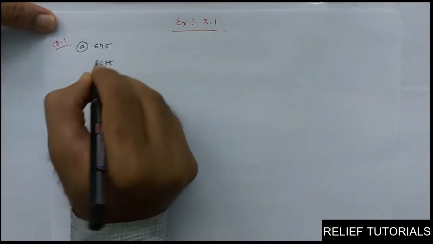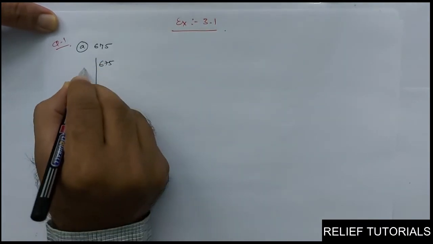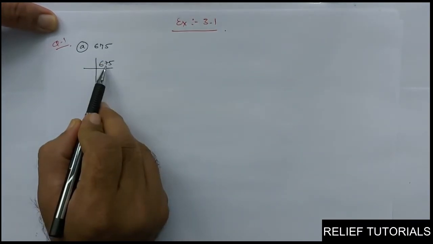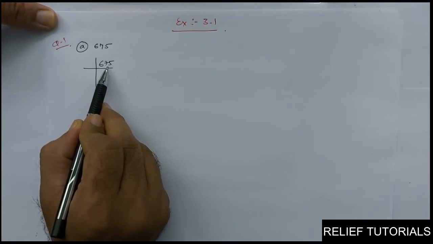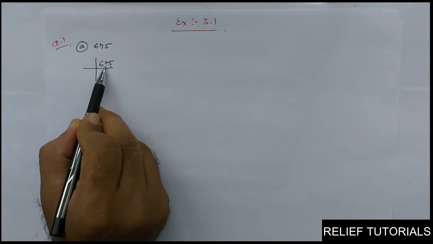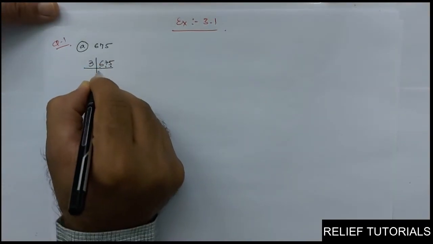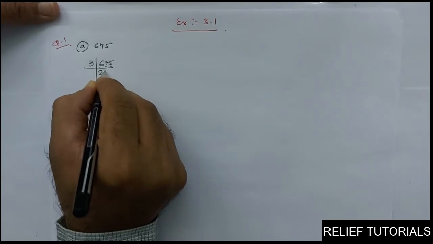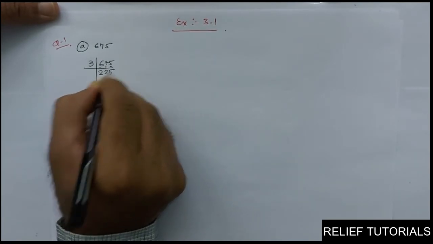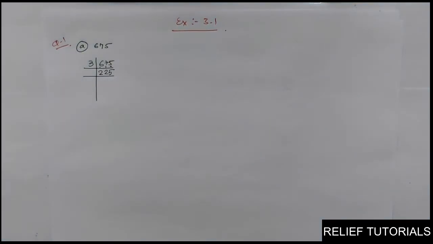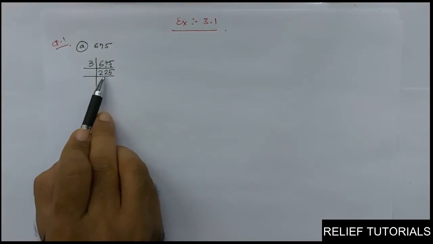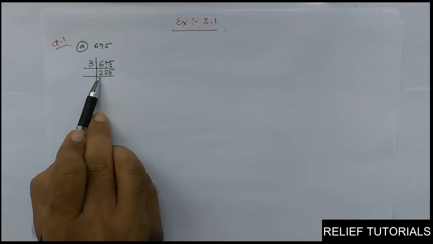So 675 cannot be divided by 2. Let us see whether it is divisible by 3 or not. 7 plus 5 is 12, 12 plus 6 is 18. So 18 is divisible by 3, so this number is divisible by 3. 3 2s are 6, 3 5s are 15, that gives 225. 5 plus 2 is 7, 7 plus 2 is 9. 9 is still divisible by 3.